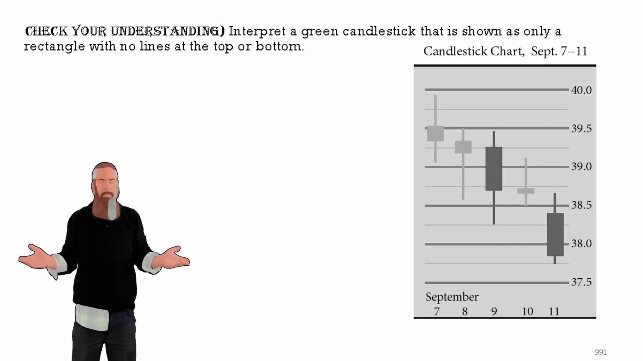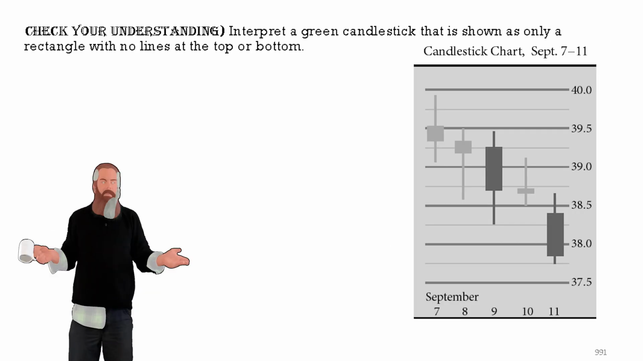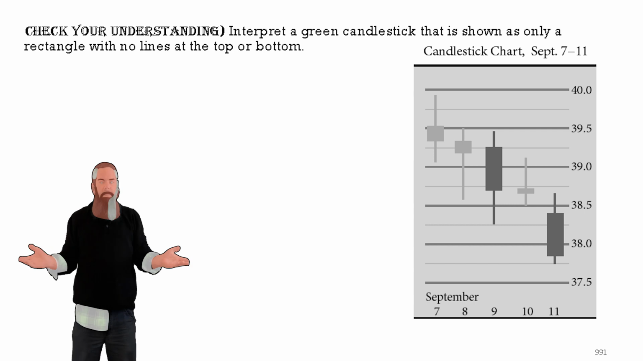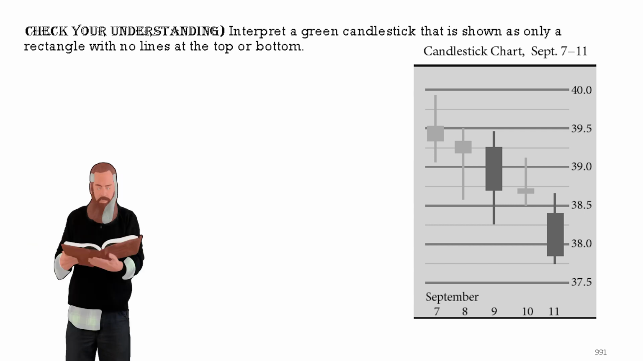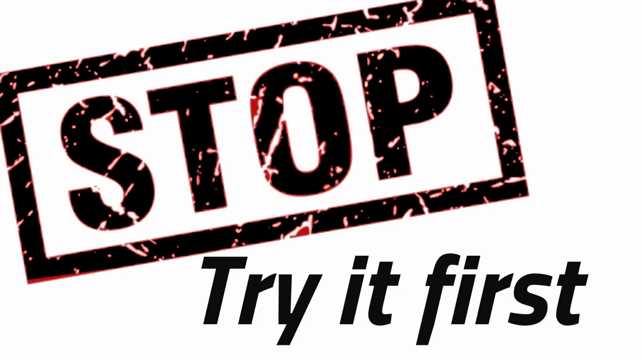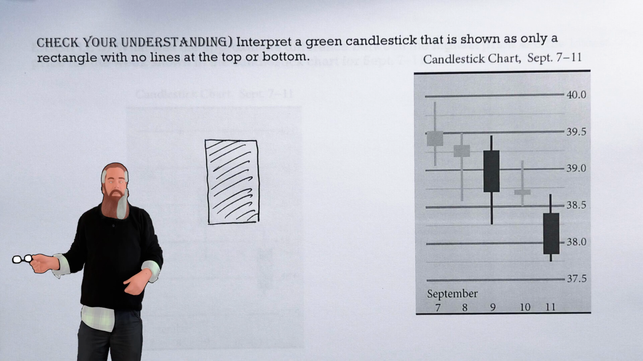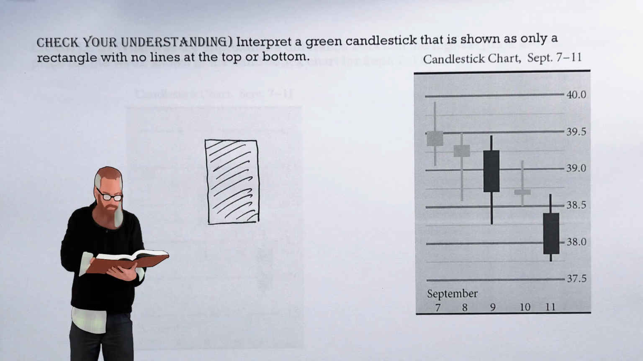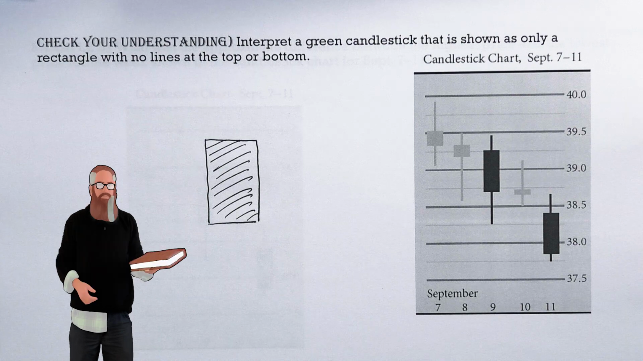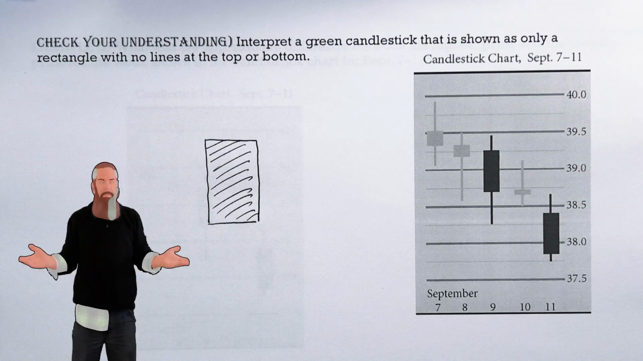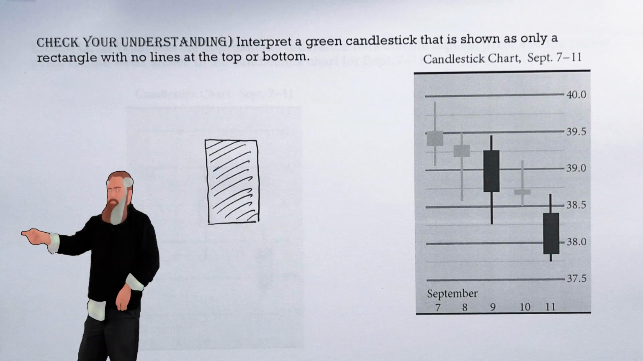Now let's check your understanding and interpret a green candlestick that's going to be shown. I'm going to draw it with black ink, as only a rectangle with no lines on top or bottom. The close was higher than the open. That's the reason it doesn't have that little tab at the top or bottom. Without any lines at the top or bottom, the graph indicates that the closing price was the high for the day and that the opening price was the low for the day.